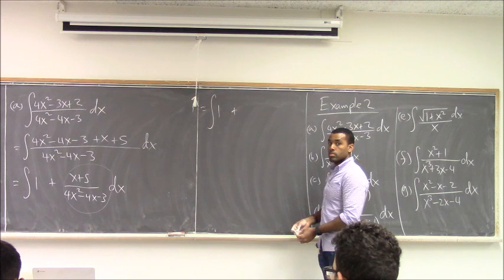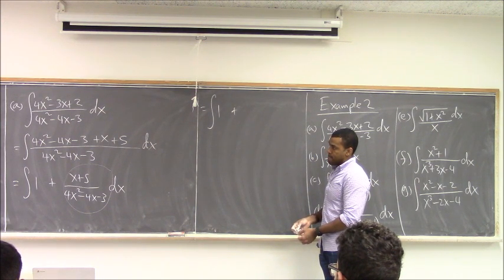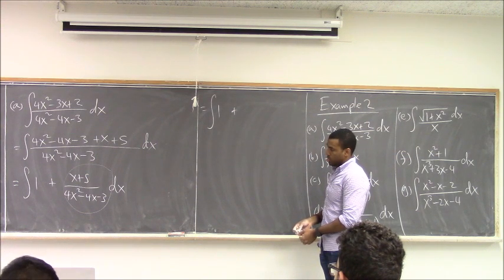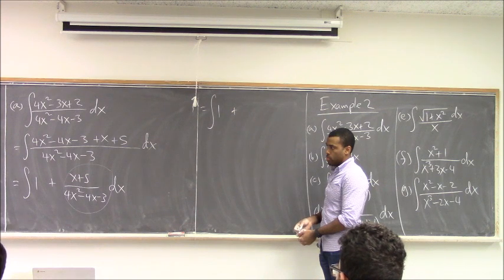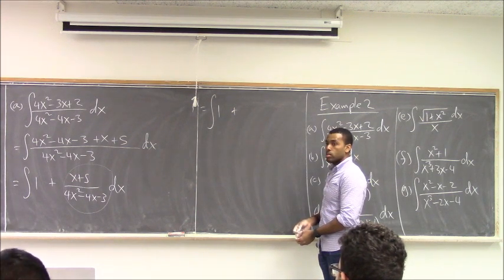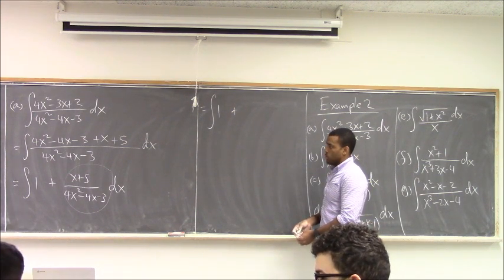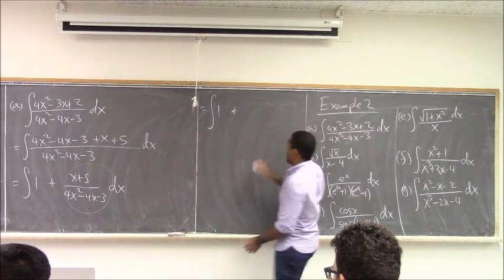Can you divide 4 for each? Can you do what? Divide 4 where? From the x squared and then 4x and 3 over 4. To what end? Why would you want to do that? Yeah, you could factor it into what? 2x minus 3 and 2x plus 1.